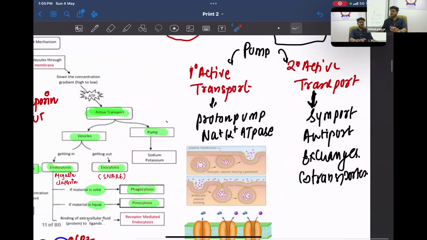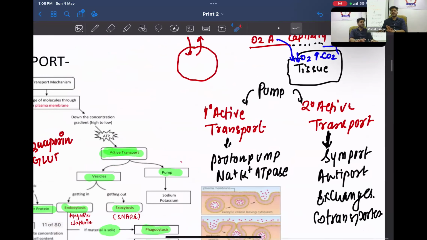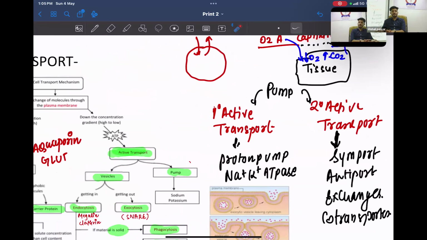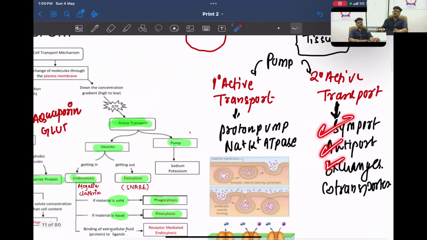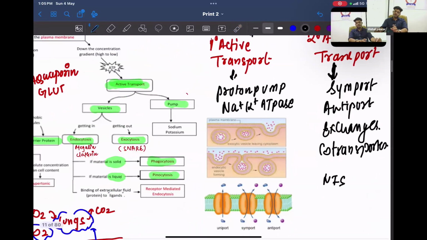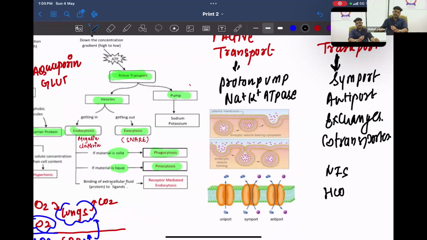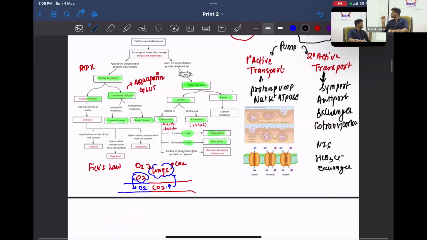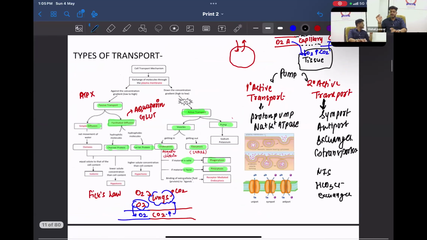Then we have pumps. Pumps will have primary and secondary. Primary will be the proton pump, sodium pump. Secondary will be symport, antiport, exchanger, co-transporter. Like they give you an example, sodium iodide symport is an example of, or bicarbonate chloride exchanger is an example of. They will give you four options: simple diffusion, facilitated diffusion, primary active, secondary active. What will you mark? Secondary active transport. Right? This is going to be the answer in this case.